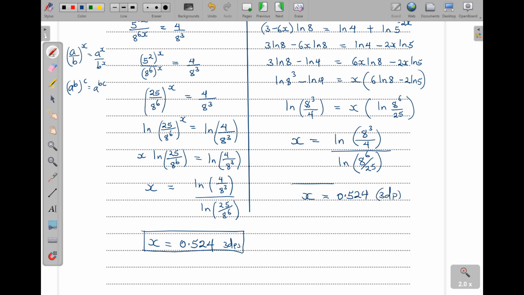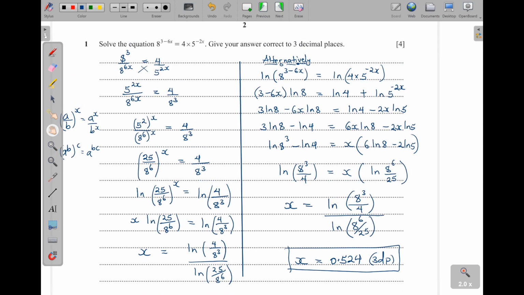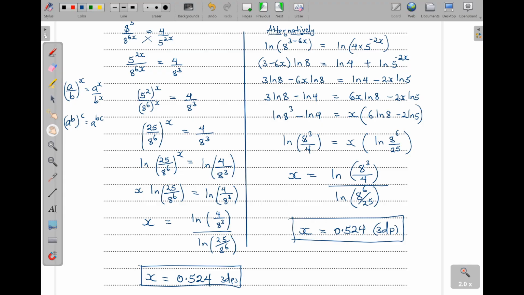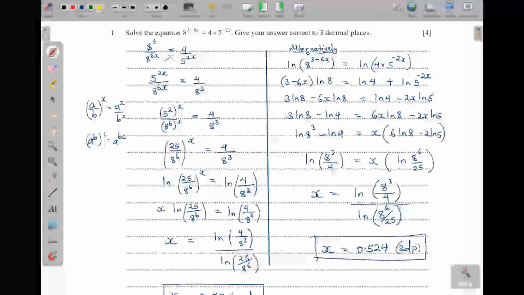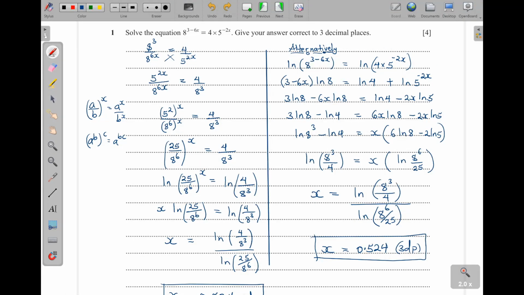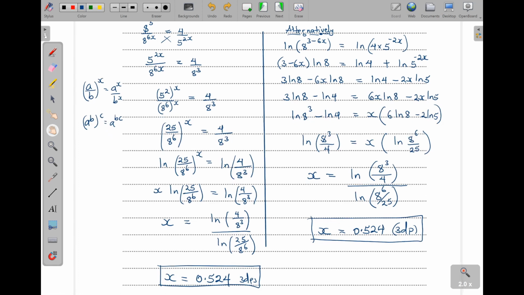So meaning you can introduce logarithms at first, okay, right away, just like here, or you can use indices, and then you put the terms that have got an x onto one side. Then after simplifying there, now you can introduce the logarithms. So either way, you get the answer.